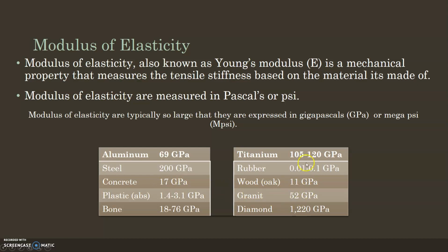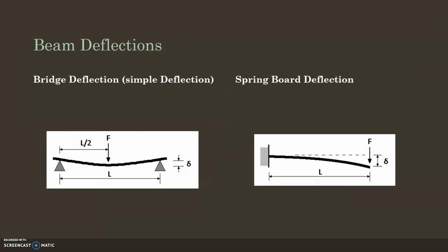But you got rubber, which is ridiculously not strong, and diamond, which is the strongest material in the known universe, and that is way above everything else. Now, beam deflection. When we talk about beam deflection, there are two different types of beam deflection.